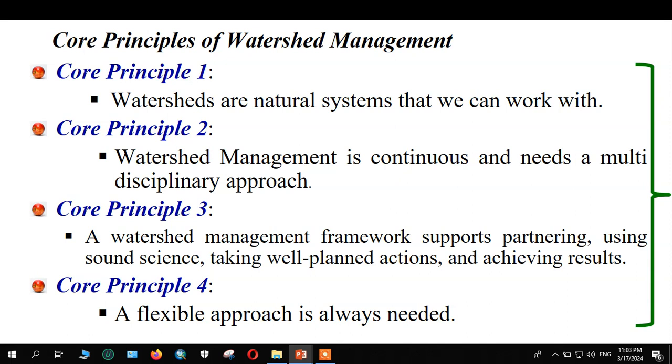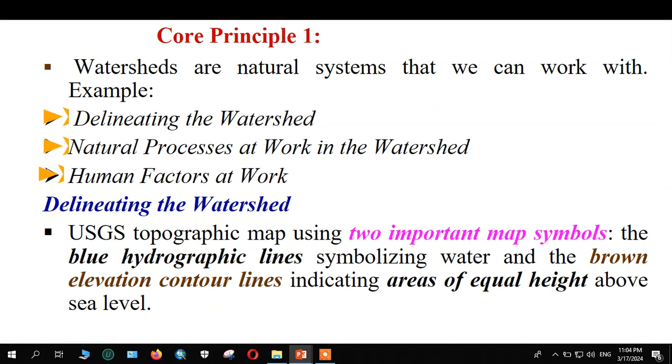Core principle 1, watersheds are natural systems that we can work with. Core principle 2, watershed management is continuous and needs a multidisciplinary approach. Core principle 3, watershed management framework supports partnering using sound science, taking well-planned action and achieving results. Core principle 4, a flexible approach is always needed. Flexible.